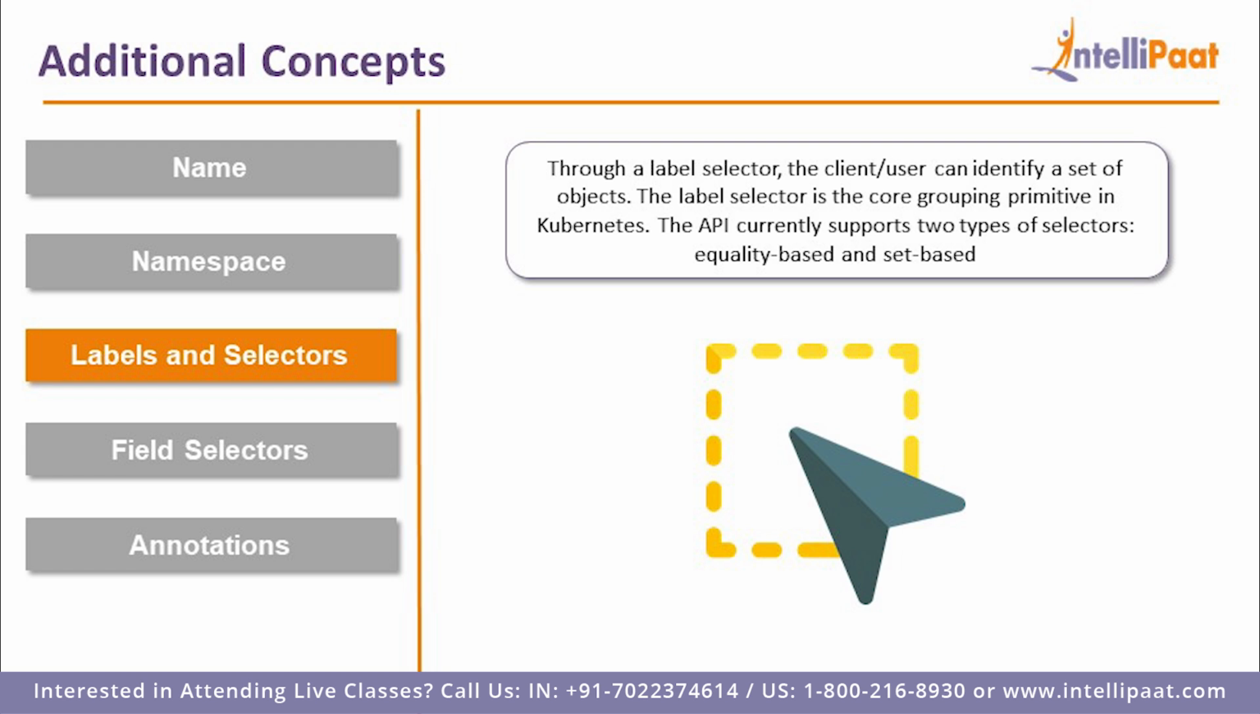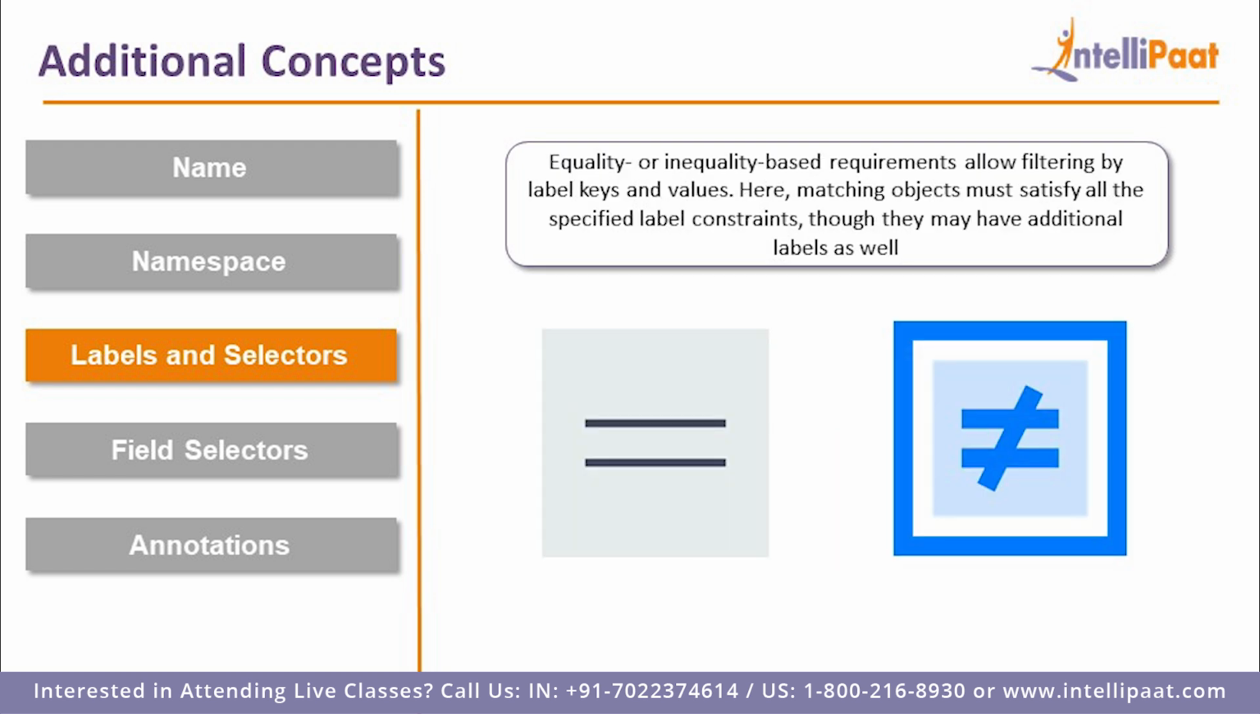The API currently supports two types of selectors. One is the equality-based selector and the other is the set-based selector. We'll discuss that now. So equality or inequality based requirements allow filtering by label key and values. What they generally do is match the objects that must satisfy all the label constraints, though they may have additional labels as well.